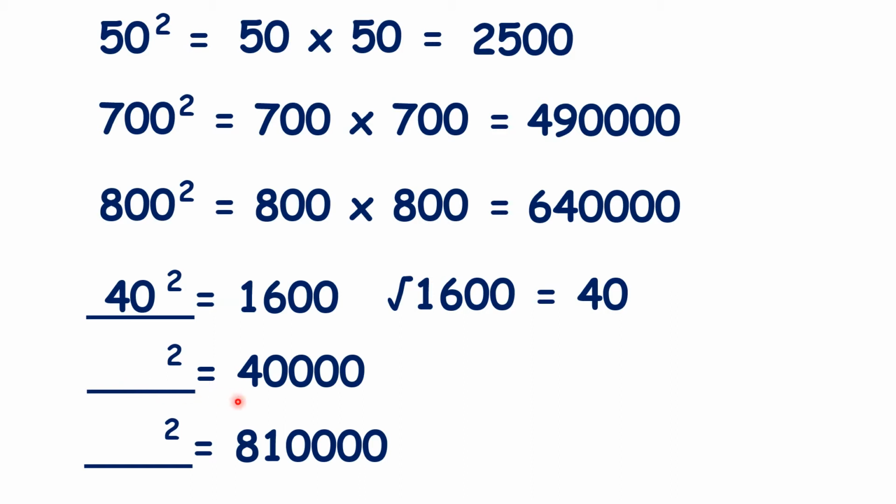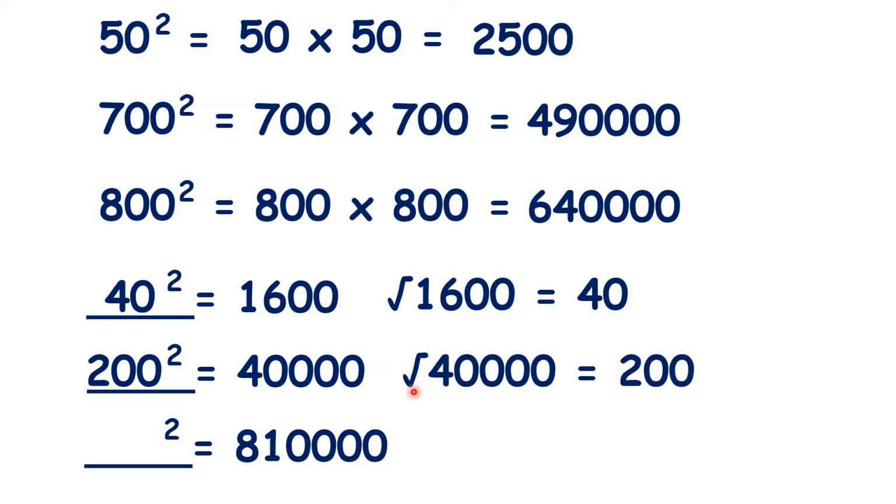Now, what squared equals 40,000? We know the square root of 4 because 2 times 2 is 4. And now, because there are 4 end zeros in our answer, we need 2 end zeros in our missing number, because when you square a number, you multiply it by itself. How else could we put what we have here? We could say that the square root of 40,000 is 200.